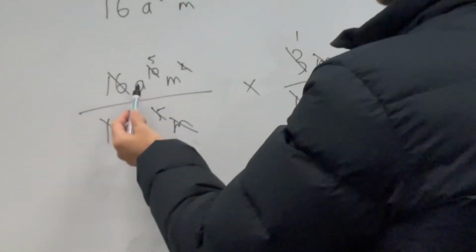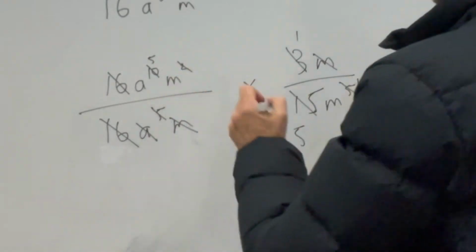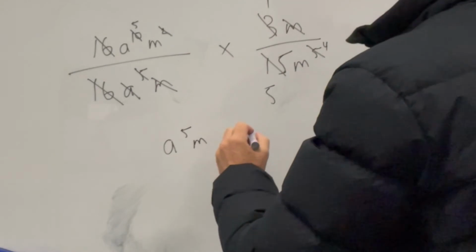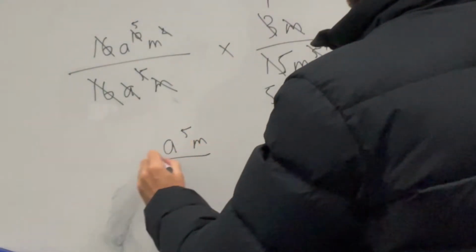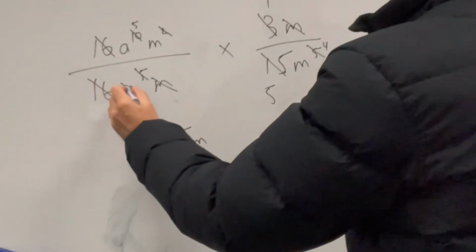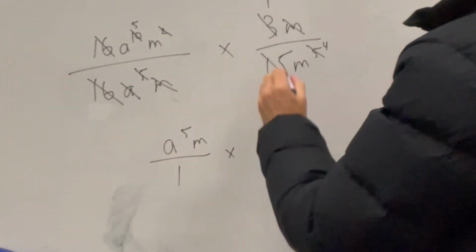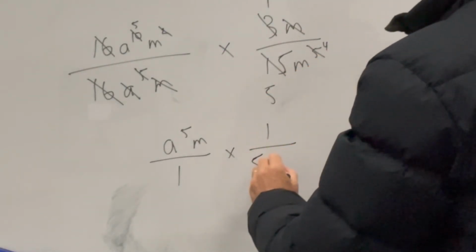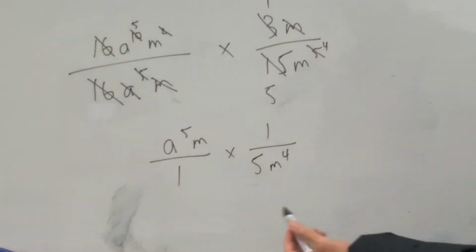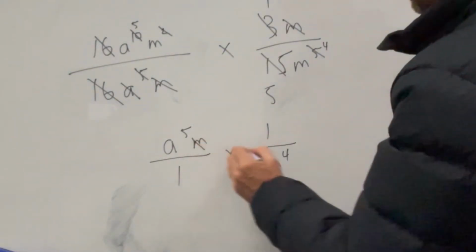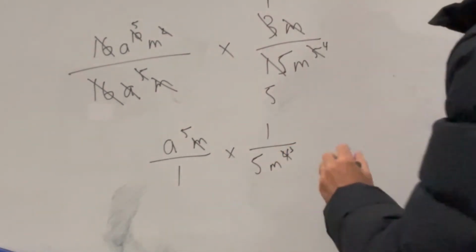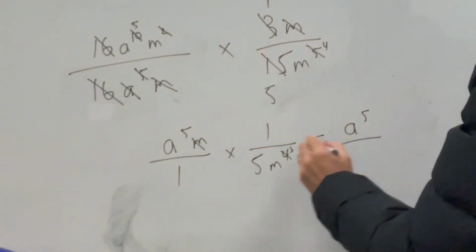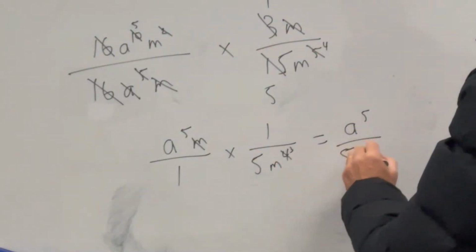So now reading across, we have a to the 5, m to the 1, so a to the 5 and m to the 1, over 1, multiplied by 1 over the top of 5, m to the 4. Now we can also cancel here, so we can cancel that m with one of those, that goes to 3. And then across, a 5 times 1 is a to the power of 5, all over 1 times 5, m to the 3.